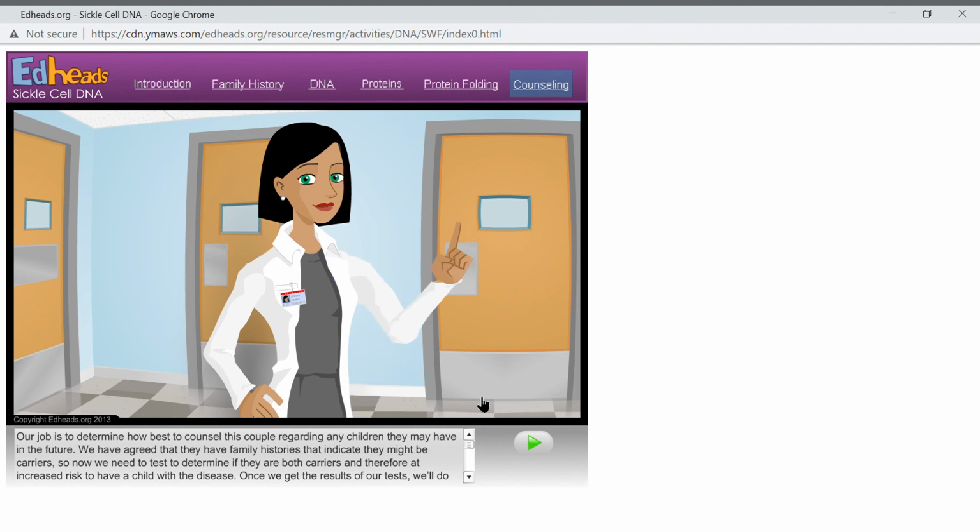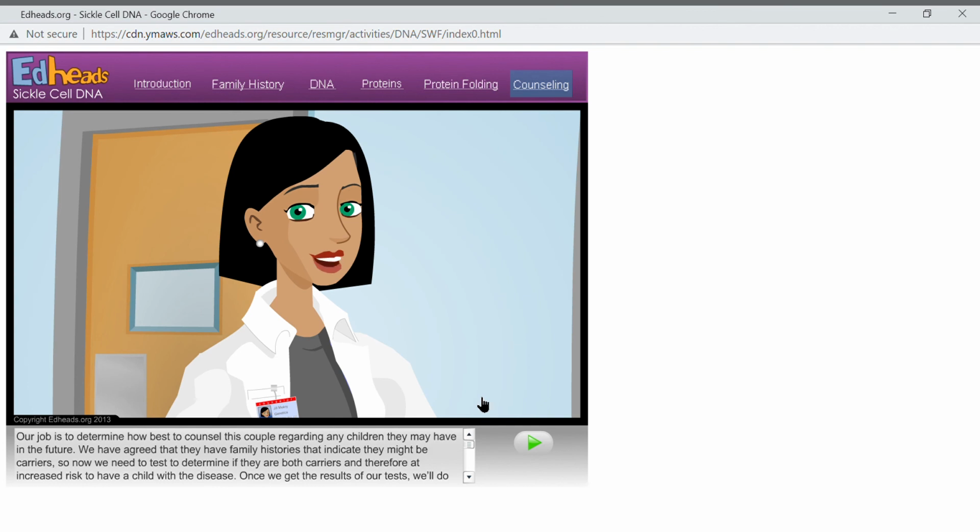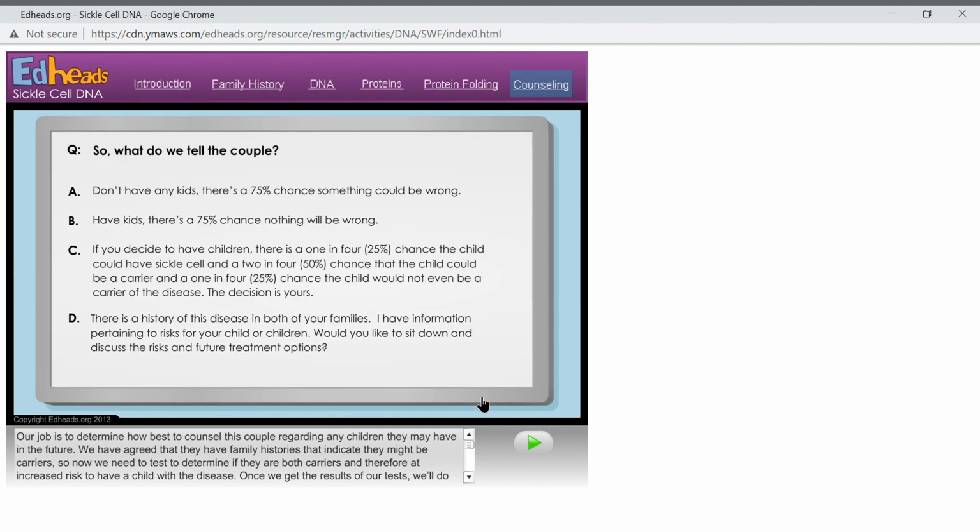There is one more thing to consider. Carriers of sickle cell could show some minor signs of the disease, but not to the degree that a child with the disease, inheriting 2 non-functional copies of the gene, would. So, what do we tell the couple? Don't have any kids? There's a 75% chance something could be wrong. Have kids? There's a 75% chance nothing will be wrong.